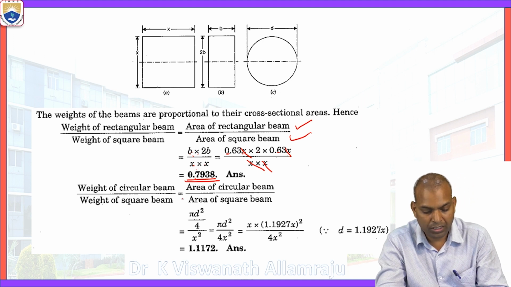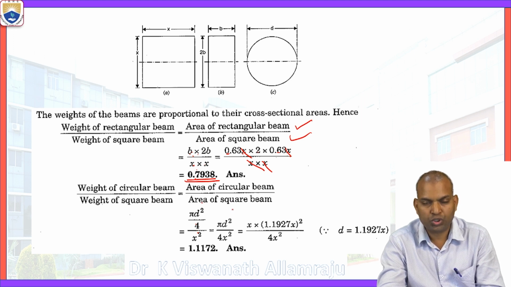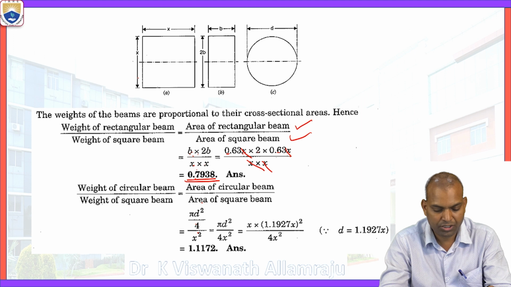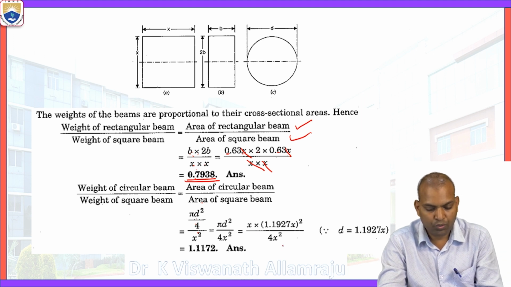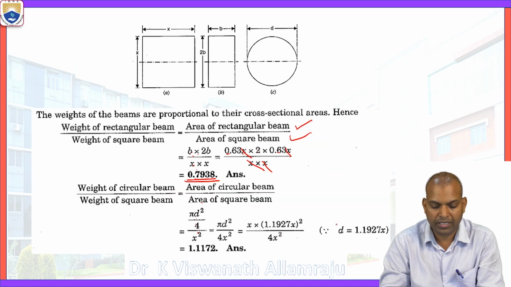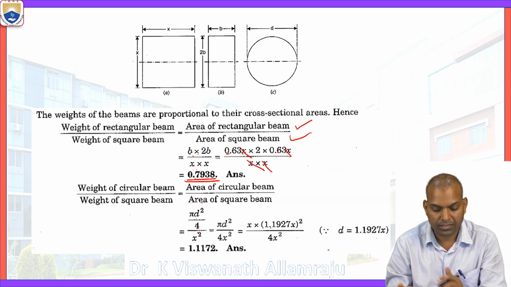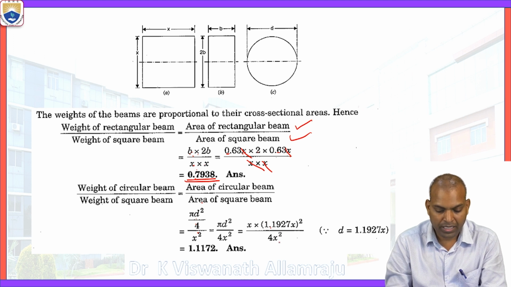Next is the weight of circular beam to the weight of square beam. What is the weight of circular beam? That is pi r square or pi d square by 4. And the area of square beam, it is proportional to the area. Area of square beam is x square. Now we know the D and x relationship: D is 1.1927x. In the place of D, substitute 1.1927x whole square.